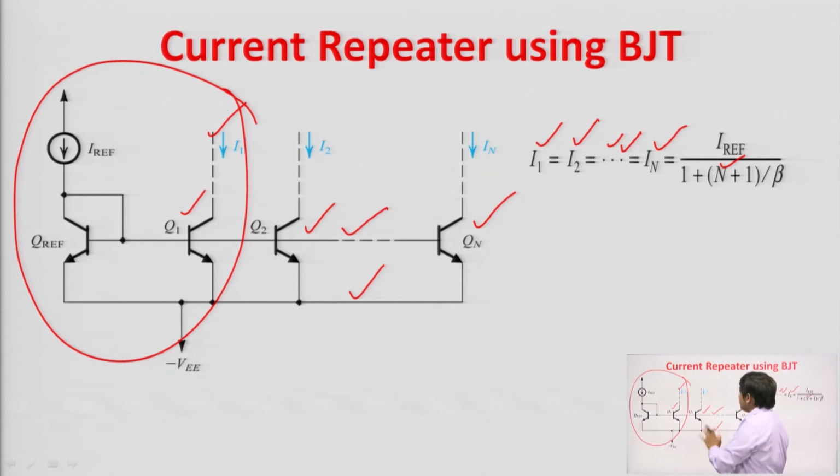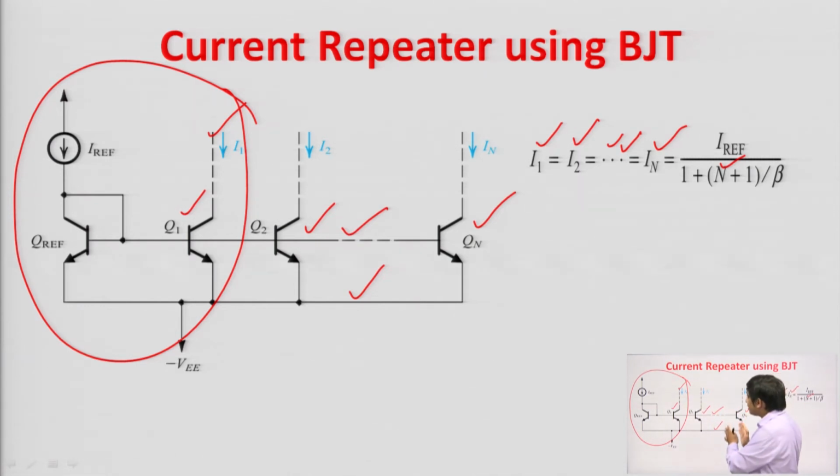Fine. So, this current repeater circuit is very much used in multi-stage amplifiers, because there are many stages in cascade. So, we need that biasing current, and we simply design a basic current mirror and further just copy that current by using additional transistors.